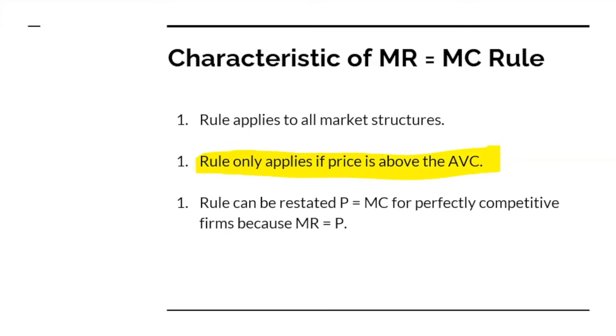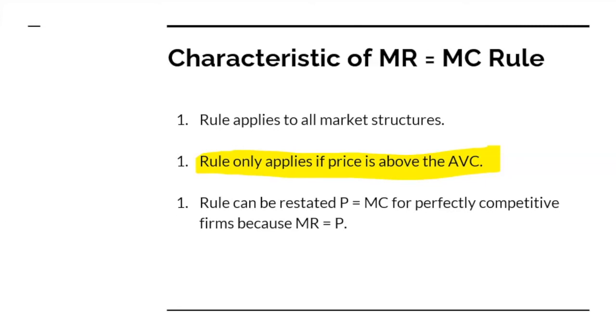The reason for that is because if the price is below the AVC, or in other words, the average variable cost is above our price, the firm should just shut down. So they're not going to be maximizing profit, they're minimizing loss. And so that's why the MR equals MC rule doesn't necessarily apply if the firm just shuts down when our price is below the AVC here.